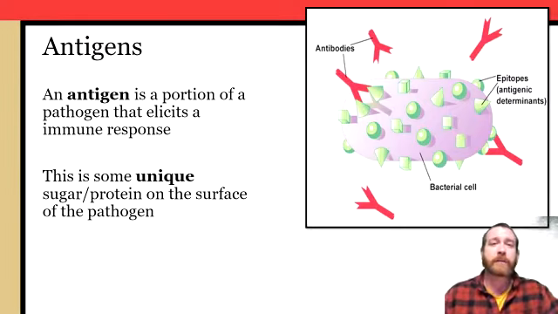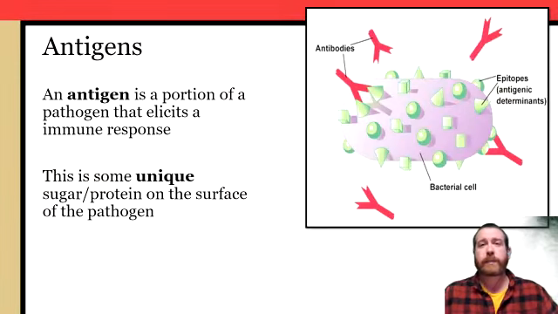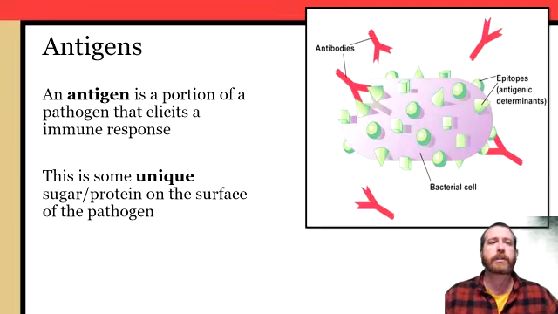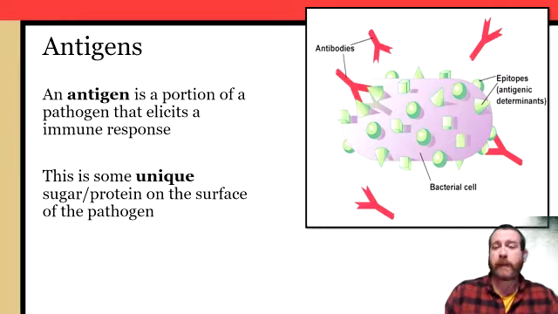So when we're talking about the immune system, what the immune system is actually looking for is an antigen. An antigen is some protein or a chunk of a protein, some unique sugar or something like that that is on the surface of a bacteria. So this rod-shaped bacterium that we have here has certain shapes on its outside surface, and those are going to be unique to that particular pathogen.